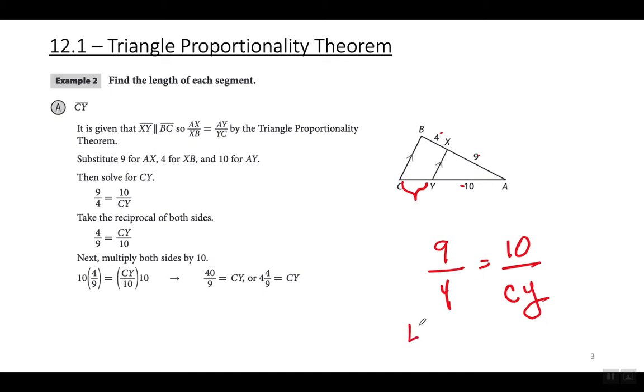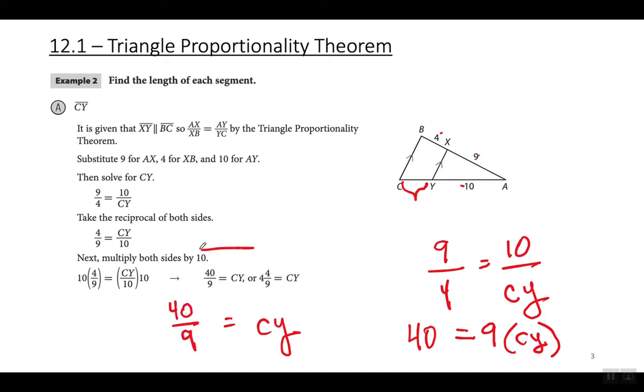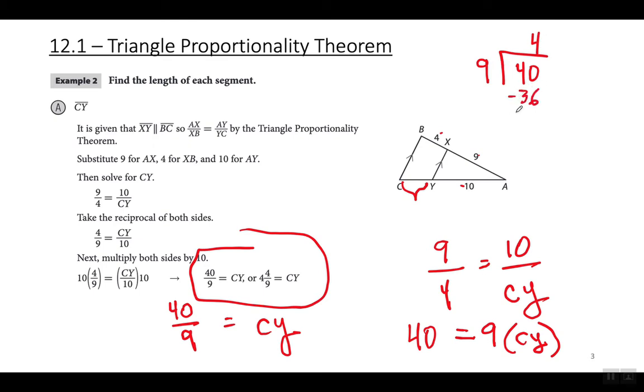Now multiply diagonally and you get 40 equals 9 times CY. I'm running out of space, but CY is going to equal 40 divided by 9. They wrote right here 40 over 9, or if you change it to a mixed number, it would be 4 and 4 over 9. If you forgot how to change it to a mixed number, you just divide 40 by 9. 9 goes into 40 4 times, because 4 times 9 is 36. The remainder is 4, and the remainder goes right here, and the number you're dividing by goes right here. So that's how you change 40 over 9 into a mixed number, in case you forgot.